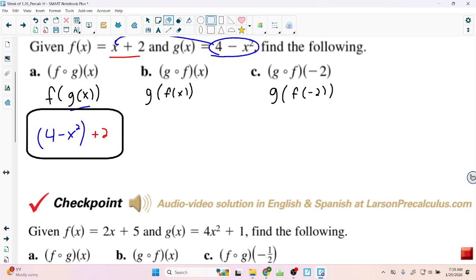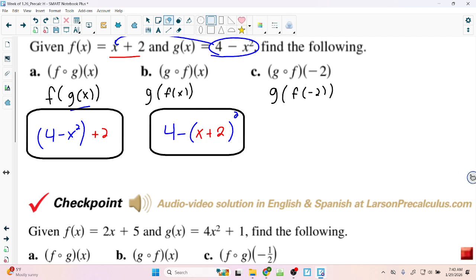So g of f of x, we're going to take f of x and put it in for x on g. So that's going to be 4 minus whatever squared. And the whatever is x minus 2, or x plus 2, sorry. And that is our answer for g of f of x.